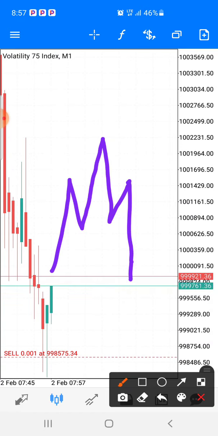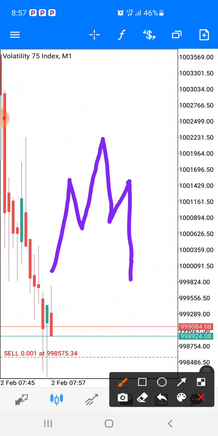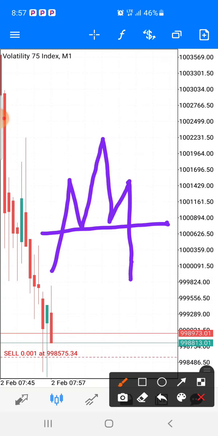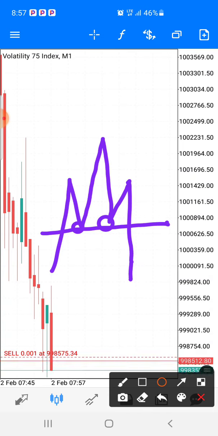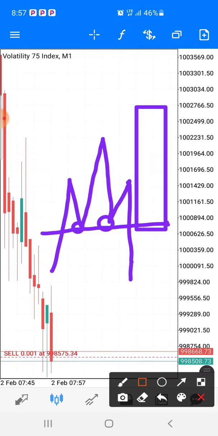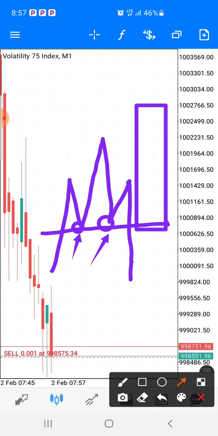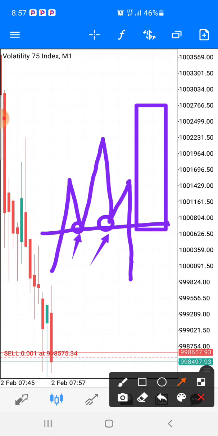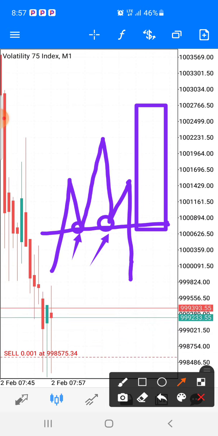Where are you entering this trade? You must wait until the price breaks this point right here. We have our support right here, so you must wait for the price to break that support. So you are not entering anywhere from here above. You're not entering anywhere here. You must allow the price to break these previous lows, that is the support level right there, before you enter your trade. You see how simple trading this head and shoulder pattern is.